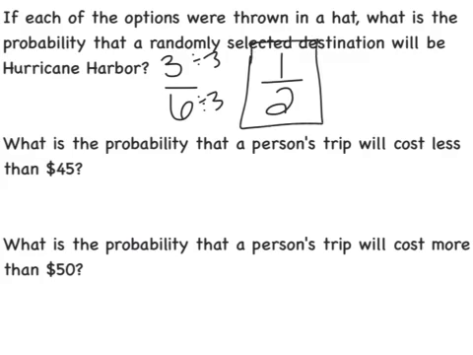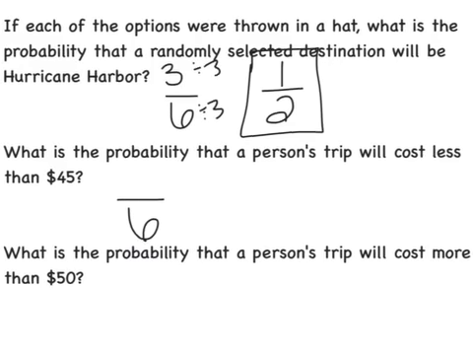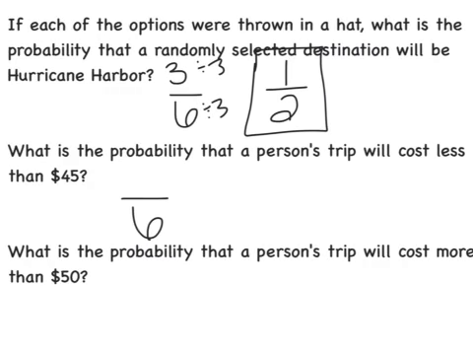Next one. What is the probability that a person's trip will cost less than $45? So I'm going to make another fraction for this one. First, I know the 6 is going to go on bottom because I had 6 options. Let's look at my options. I had several of them that were over 45, but I only had one that was less than 45. So the number that's going to go on top is 1. But that cannot be reduced, so I don't have to change anything.